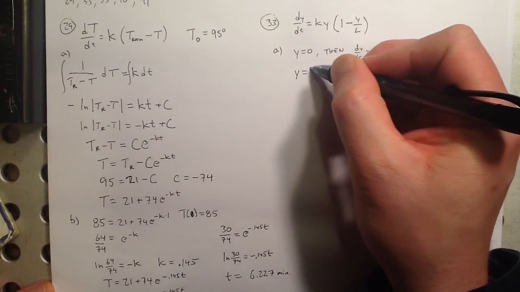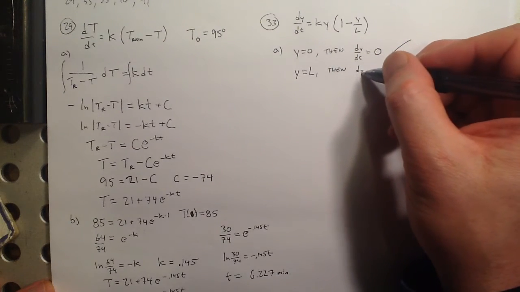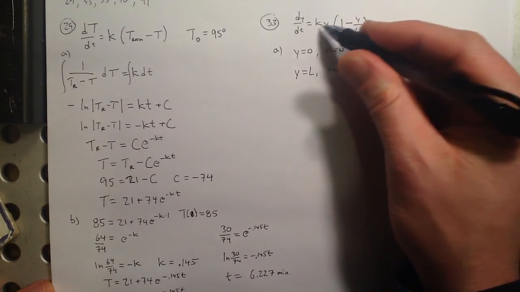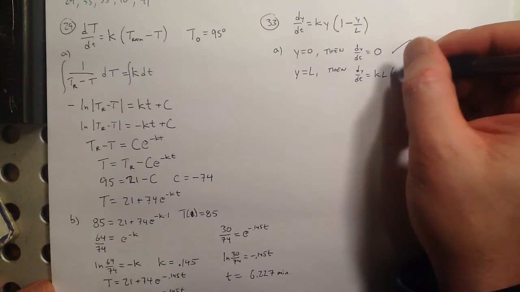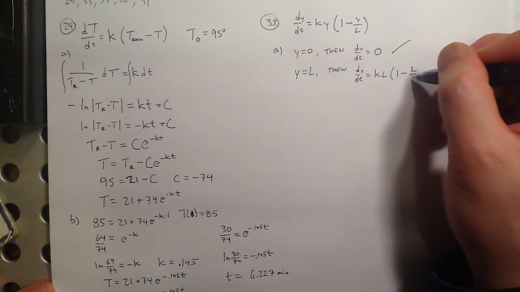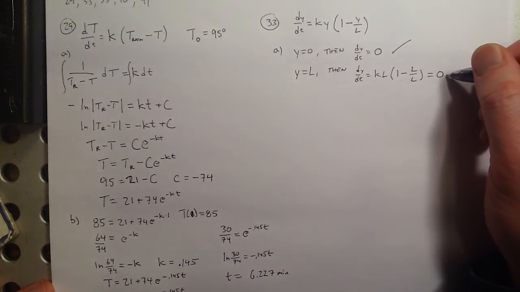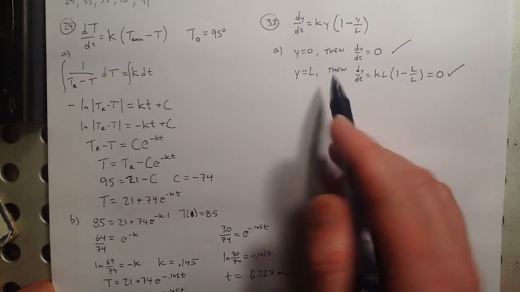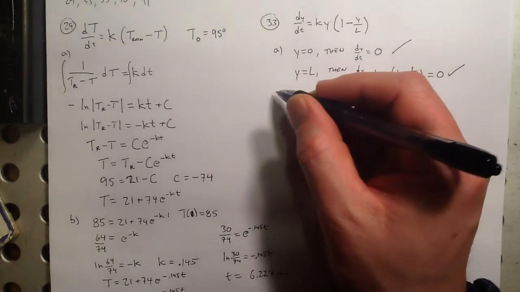If the starting condition is L, then dy dt would be equal to k times y, which equals L, times 1 minus y over L, which is L over L. But L over L is 1, so this is 0. So now anything times 0 is 0, except infinity, of course. So again, if we start out at L, then the slope is just always 0. So that's that.